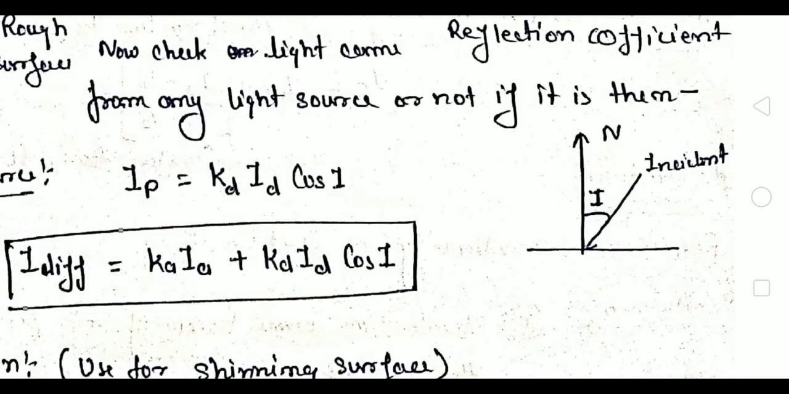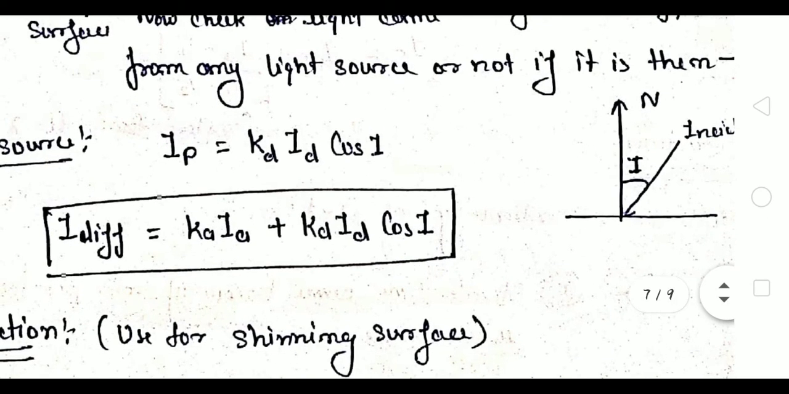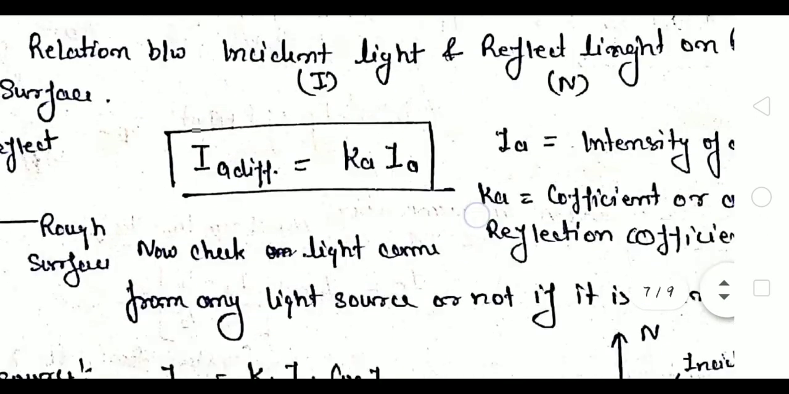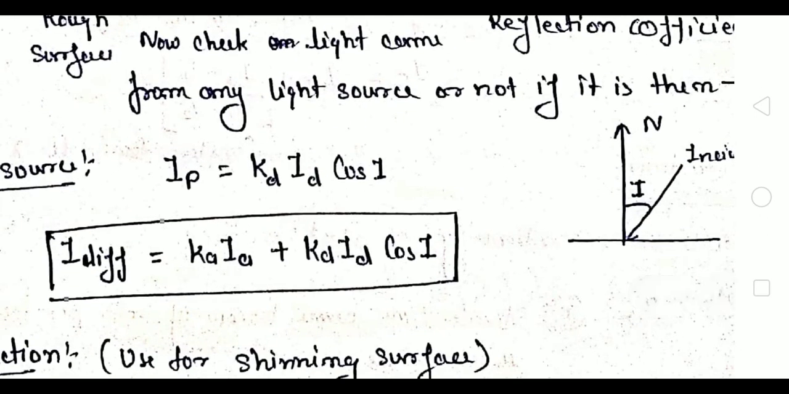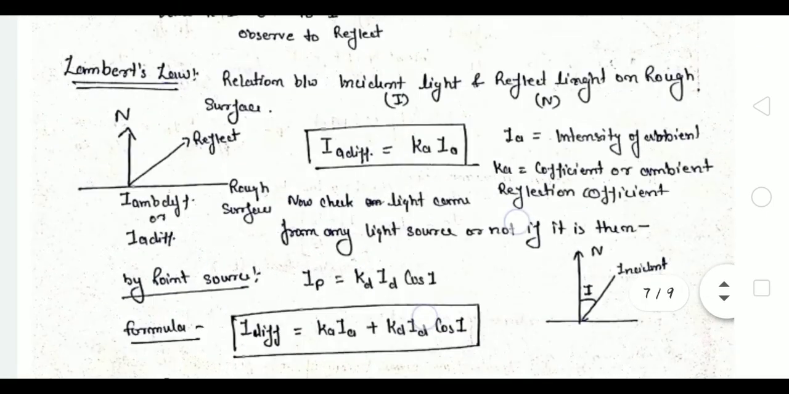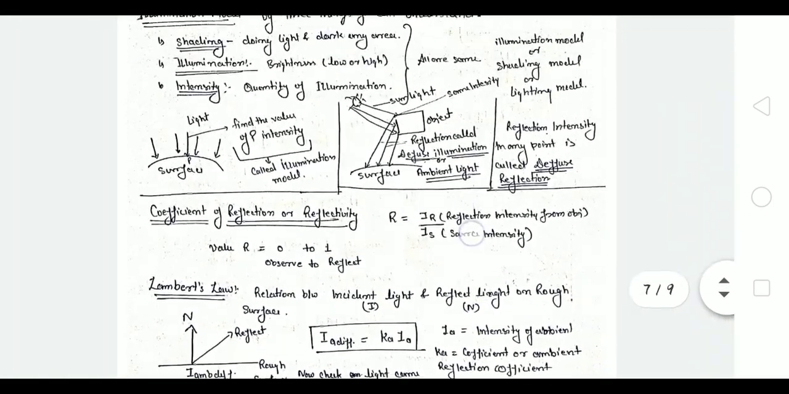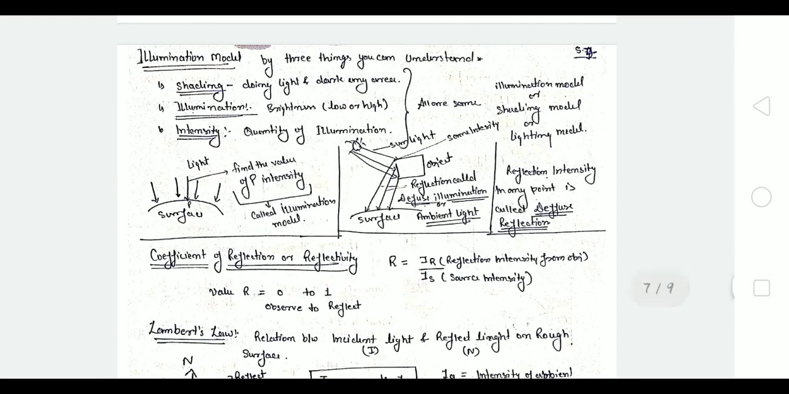Now, how can you calculate the total intensity? You have to add both intensities, and then you can find the total intensity. So I diffusion is equal to KIA from here, plus KDID cos I from here, the point source. Both intensities add up and you can find the total intensity. So this is the illumination model. As I told you, this illumination model talks about rough surfaces.